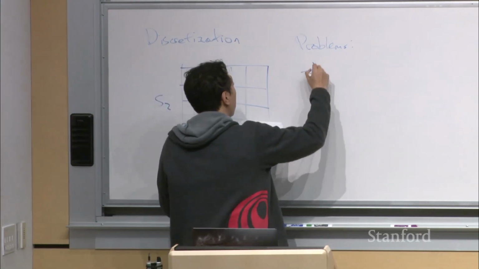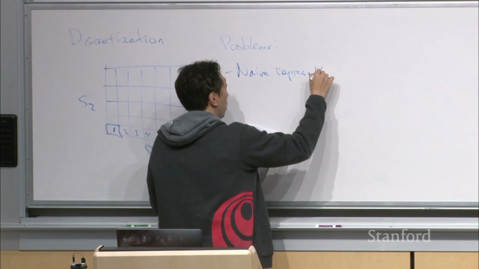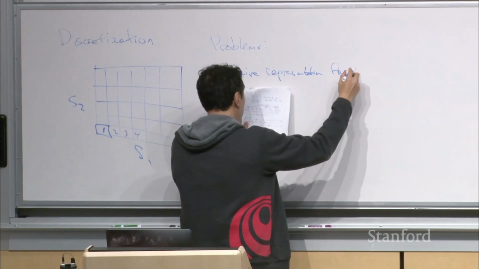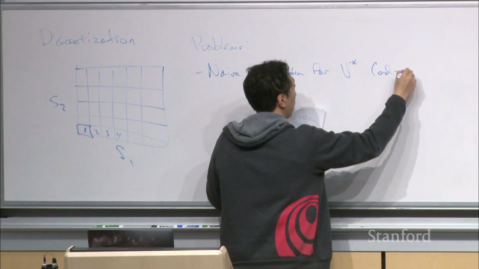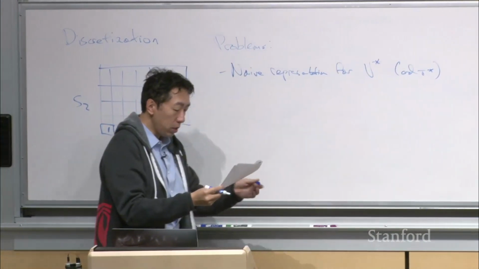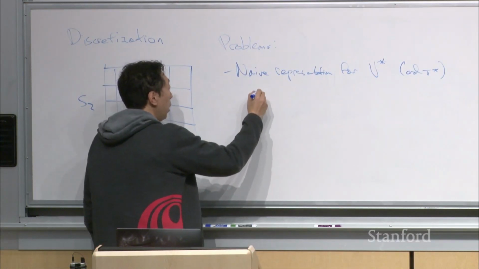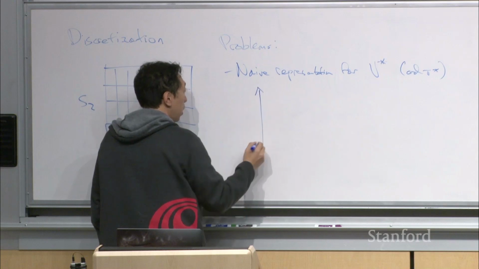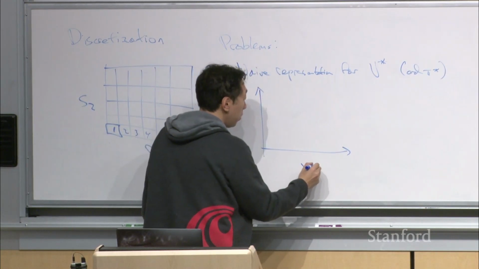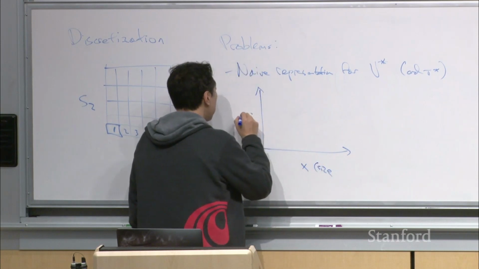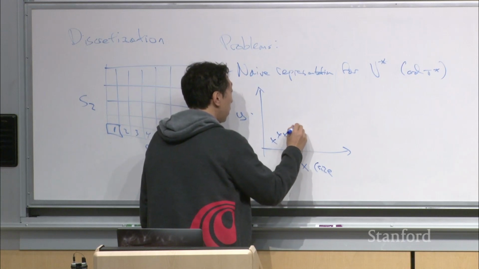This is kind of a naive representation for V star and pi star, right? Remember the very first problem we talked about of predicting housing prices? Imagine if x was the size of a house and the vertical axis was the price of a house, and you had a data set that looked like this.